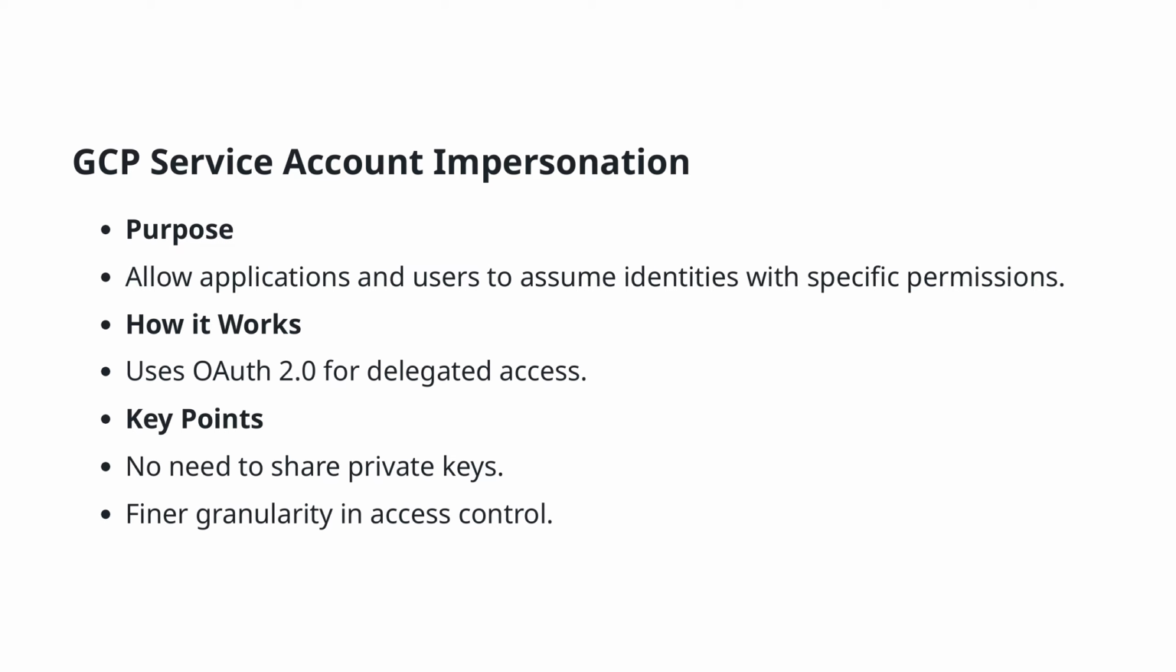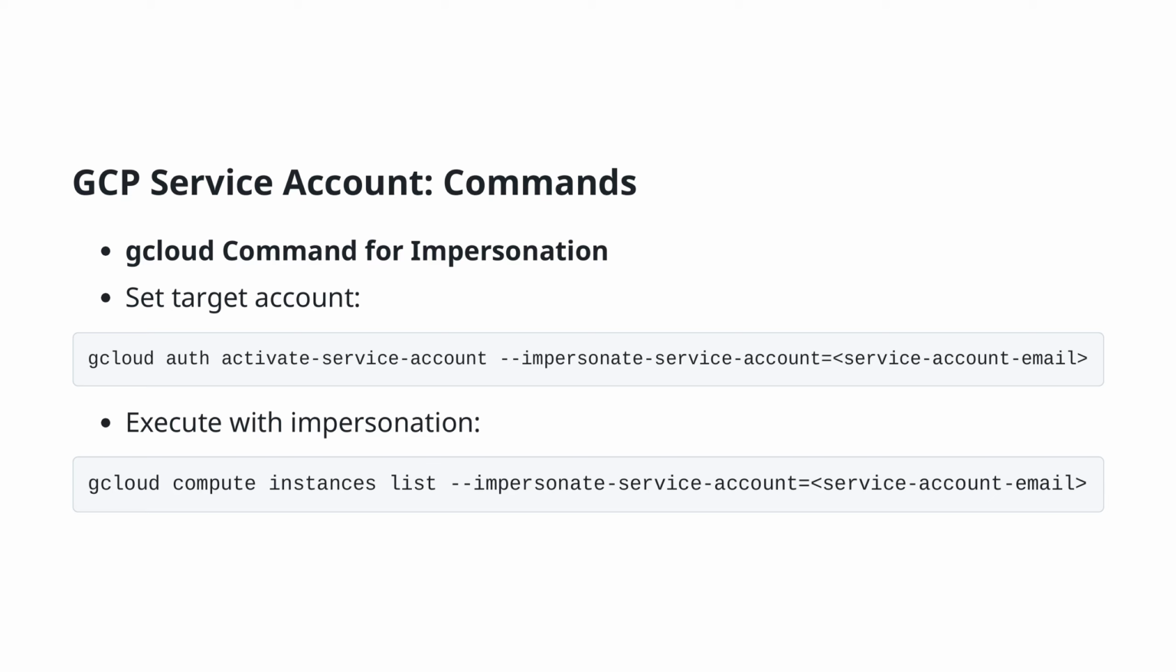GCP service account impersonation is designed to enhance security by allowing applications and users to assume identities with specific permissions without sharing private keys. This mechanism utilizes OAuth 2.0 to provide delegated access, ensuring a secure and robust approach to identity management. It enables finer granularity in access control, allowing you to define and manage permissions more precisely. This mechanism is particularly beneficial for managing cloud resources securely, making it a key concept for cloud security and IAM policy development.